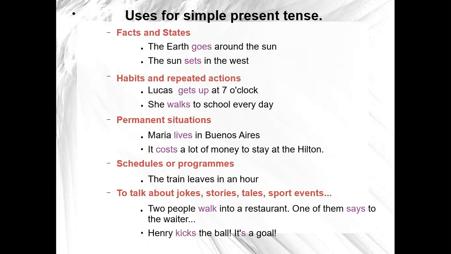To talk about jokes, stories, tales, sports events. Two people walk into a restaurant. One of them says to the waiter... Henry kicks the ball. It's a goal.